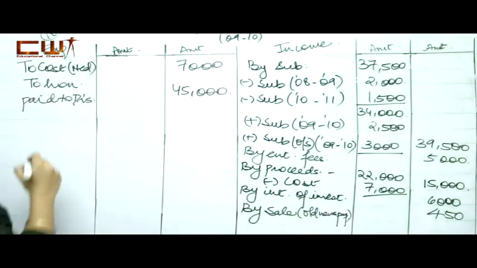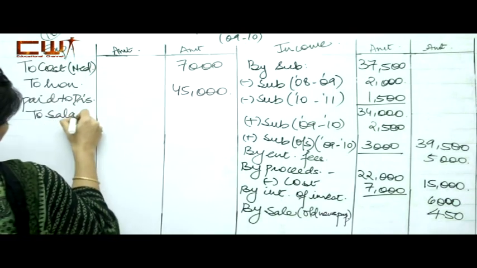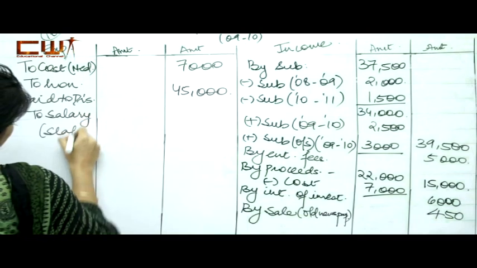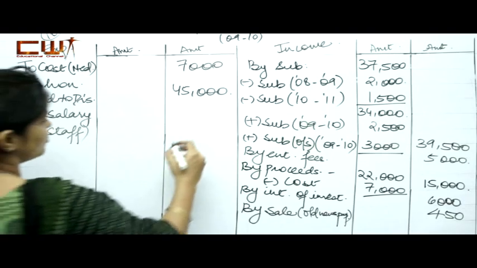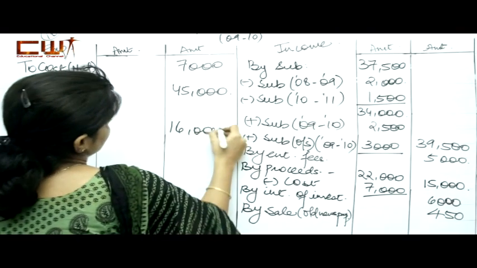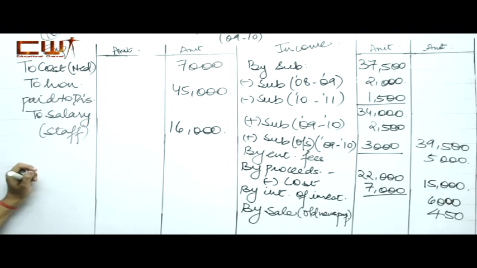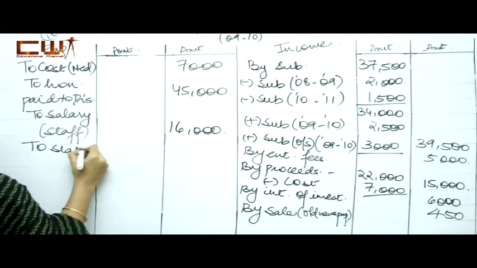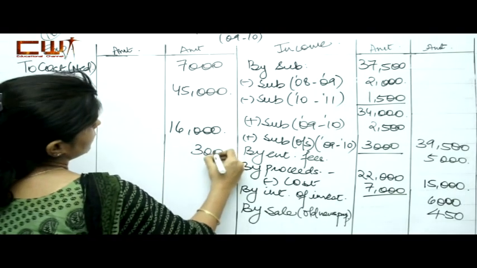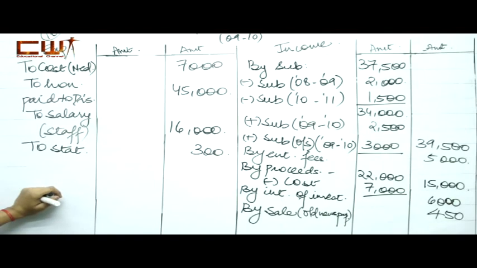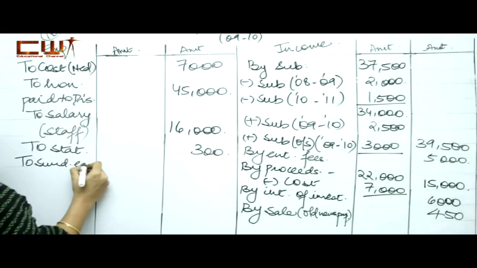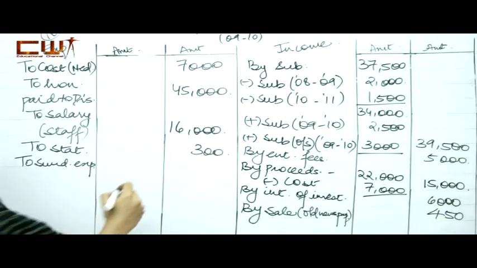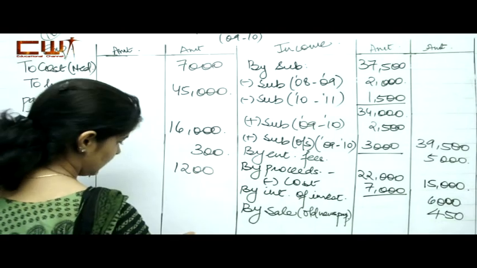Next is salary to staff, there is no adjustment. Salary to the staff is given as 16,000, no adjustment. Right? Then you have the stationery of 300, to stationery of 300, right? Last item that they have given you is sundry expenses. To sundry expenses, again there is no adjustment, so in this column itself, right?